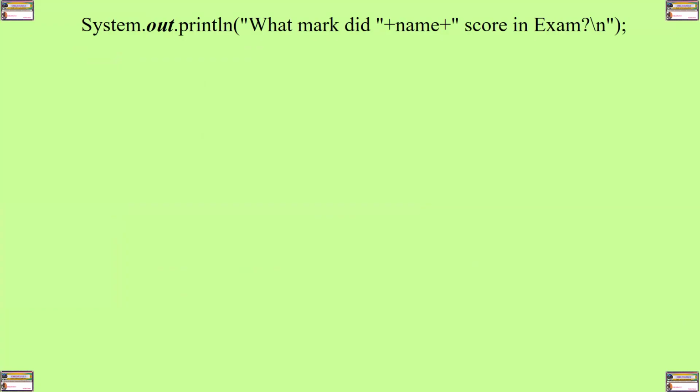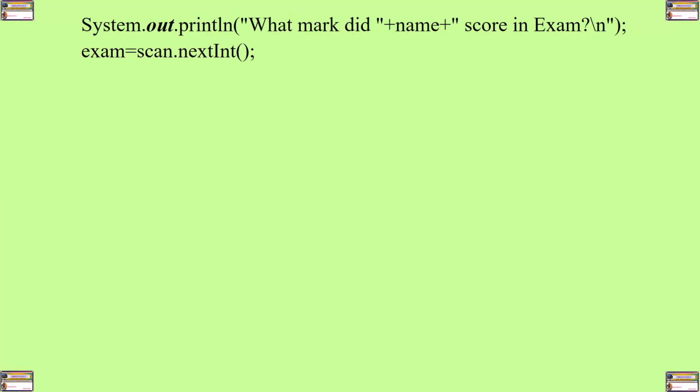The next is to display the message on the screen, what the mark did, and so, score in exam. So what will happen is that the processor will pick the content of the variable called name and store it and display it at this point. And therefore, the statement that will be displayed on the screen in full will be what Mark did. For example, Otieno score in exam.